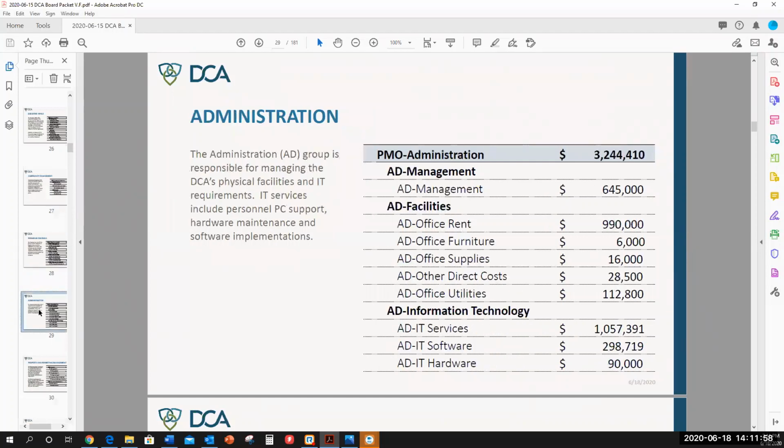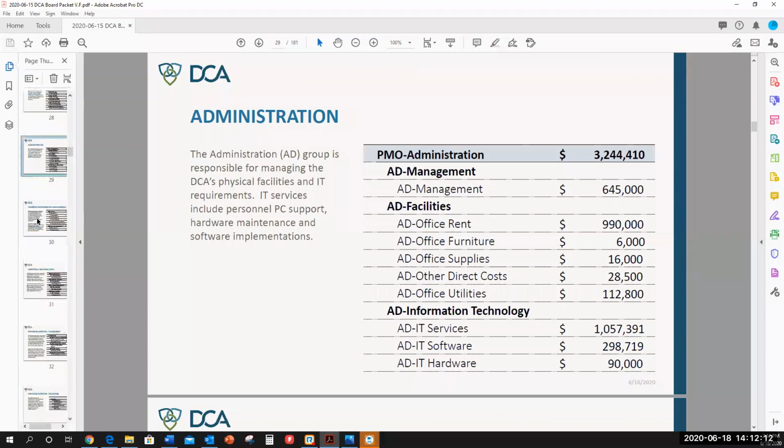Next. This is our administration budget within the PMO. It includes all of the costs associated with our physical space, such as rent, utilities, and supplies. We also have our IT group rolling up to administration, and that includes all of our IT services that help support us with our hardware and software. And we also do our IT development, software selection, implementation, and rollout through the IT group in administration.